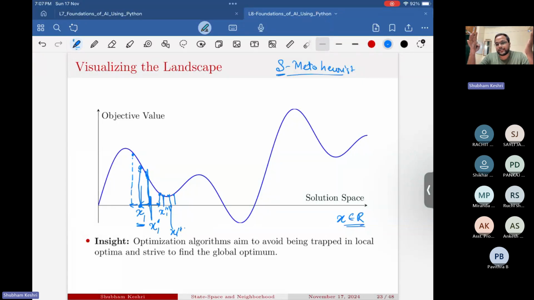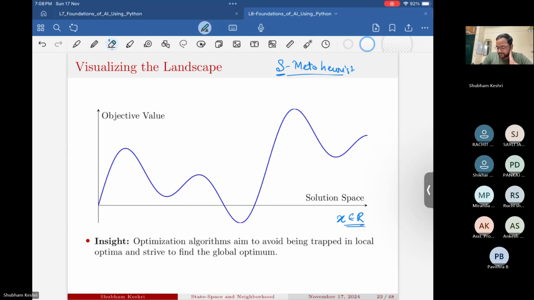It will not guarantee that it has reached a global minima, because you can see that this is the global minima. And suppose you were starting with this solution, then you could have reached the global minima. That is why it doesn't guarantee optimality. You may get stuck in a local minima. So this is how a local search works, by the way. Is it clear?